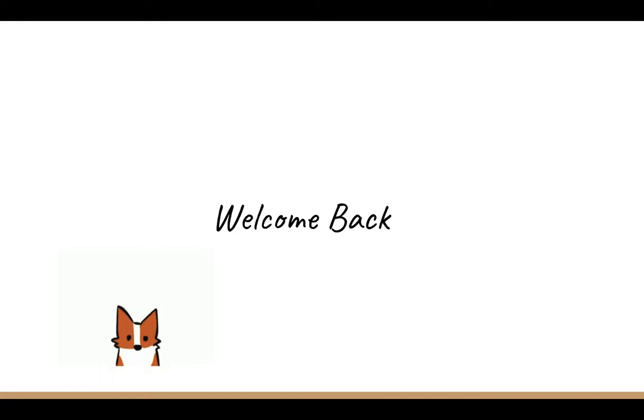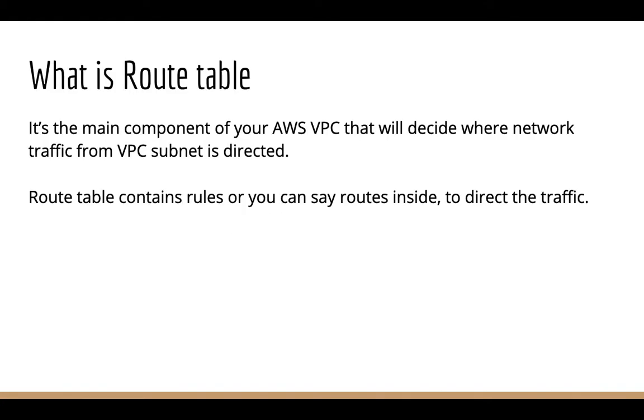Now, in this video, we are going to cover more important components of AWS VPC. Let's first talk about the route table. What is a route table? It is the main component of your AWS VPC that will decide where the network traffic from your VPC subnet will be directed. A route table contains rules, or you can say routes, inside it to direct the traffic.